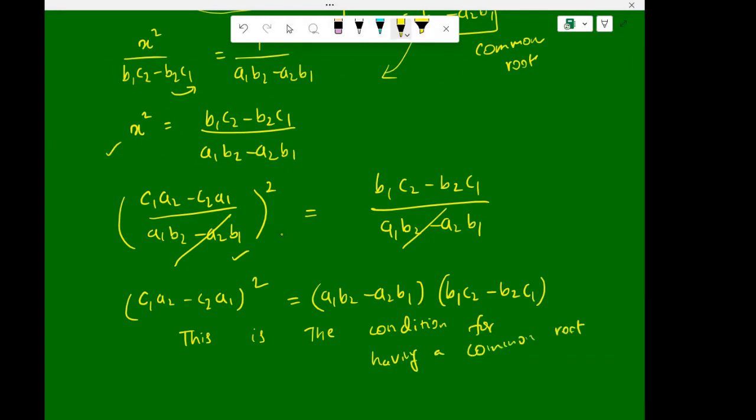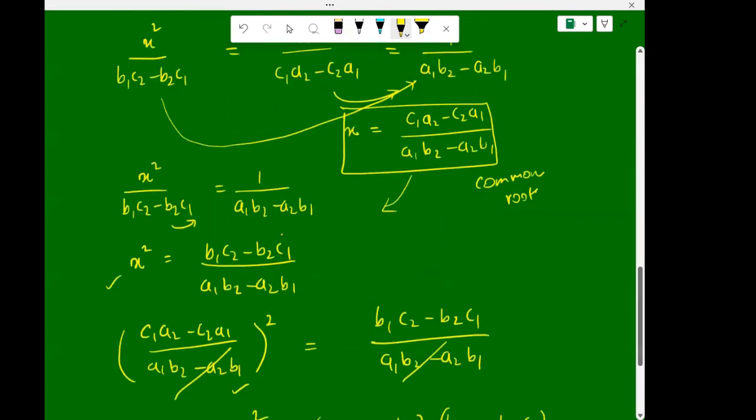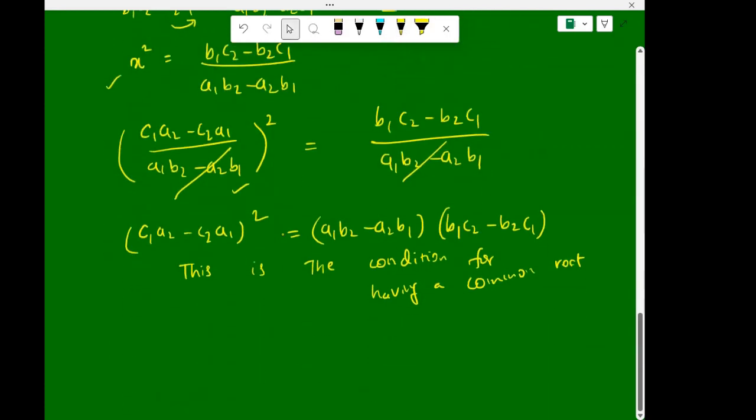For having a common root, the common root will be c1a2 minus c2a1 divided by a1b2 minus a2b1, and this is the condition. We use both while solving problems. You have to remember these two results from the common root concept.